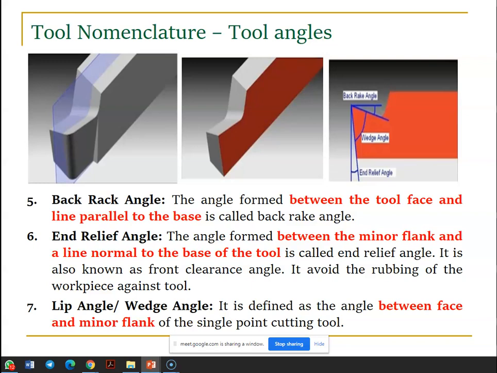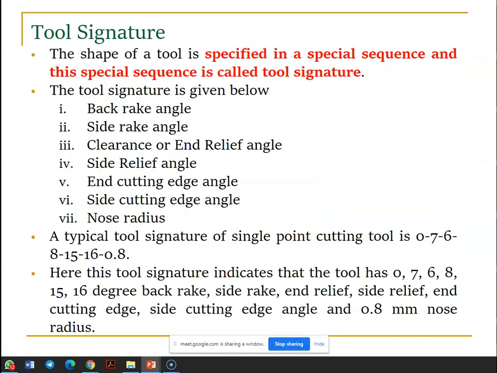The next topic is the signature. Similarly, we have tool signatures. Generally in industry, they won't say single point cutting tool or multi point cutting tool. They will say it in terms of code numbers, like 0, 4, 5, 6, 7. The first 0 defines the back rake angle, and 7 defines the side rake angle.